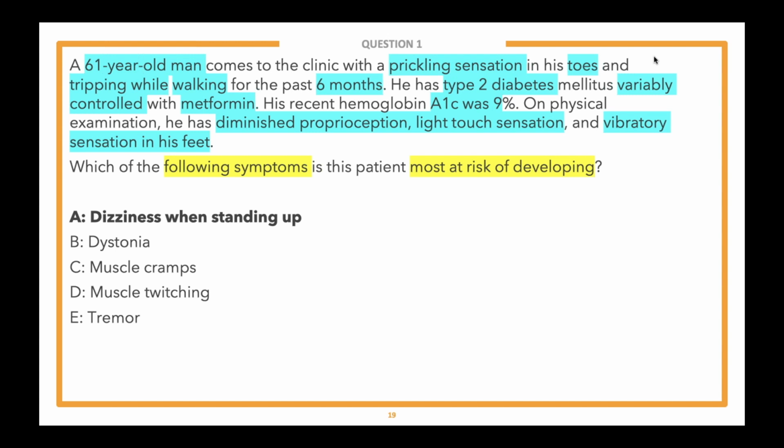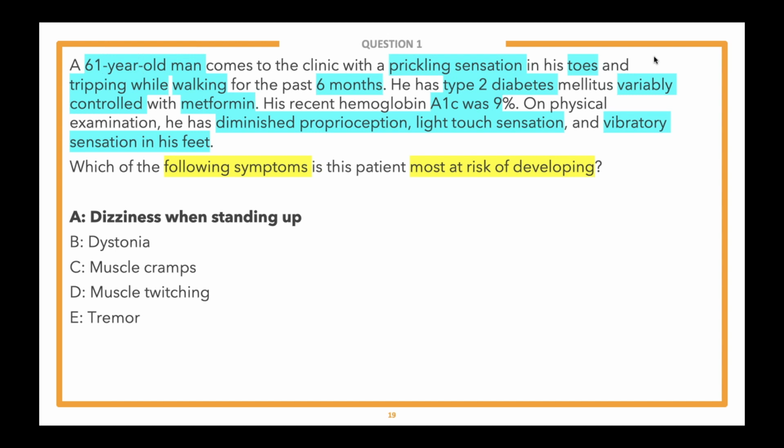And what they're getting at is they're saying he has variably controlled diabetes. We can see his A1C is not very good, so poorly controlled diabetes. He does have some issues. He has diminished light touch, paresthesias, diminished vibration, and altered proprioception as well. These all suggest diabetic neuropathy, okay? They can have sensory deficits. They can have diminished ankle reflexes as well, okay?